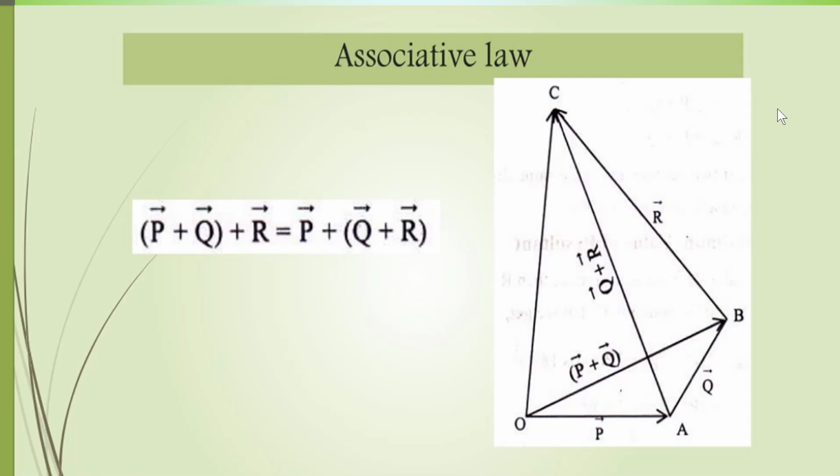Now the associative law. If we have three vectors and we add two vectors first and then add the third vector with their resultant, we will get the same result if we change the order. We add the other two vectors first and then add the third vector with the resultant of these two vectors. Okay, so order again is not important, so vector addition is also associative.